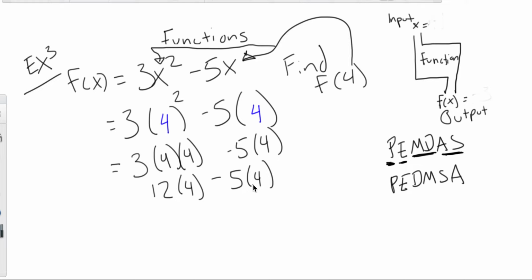Here we have multiply, multiply. We're going to do that left to right. 12 times 4, 48. Minus 5 times 4. We multiply first. 20. Now we have 48 minus 20. That's 28. Okay, so our input was 4. Put it in the function machine, spits it out. 28. Okay. And we're going to do one more example.